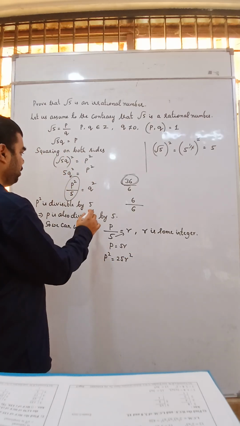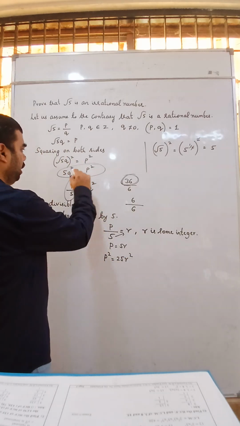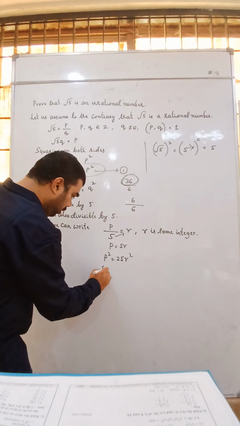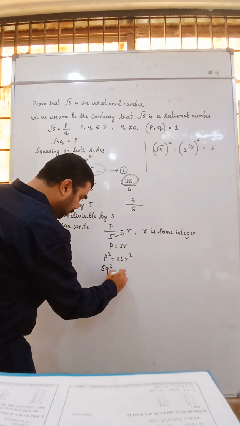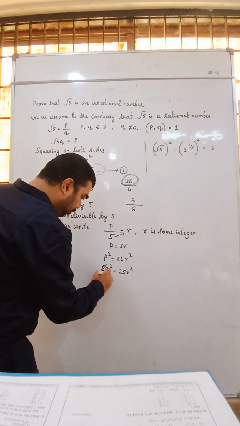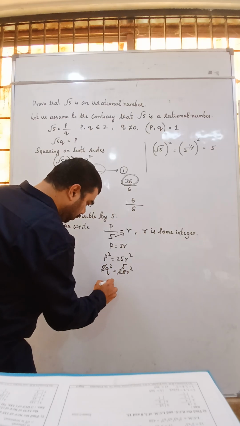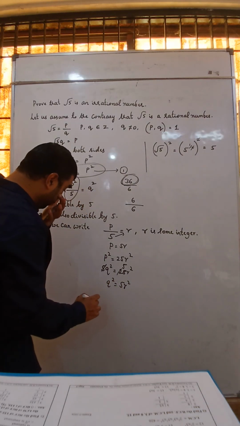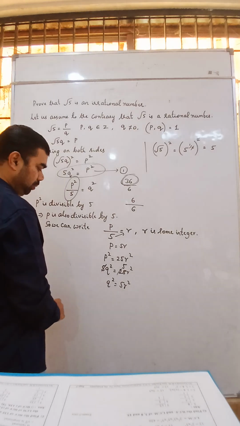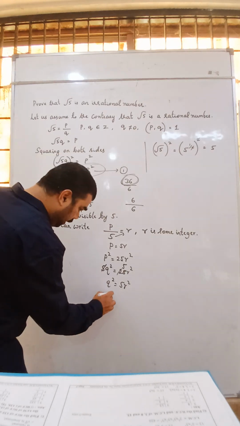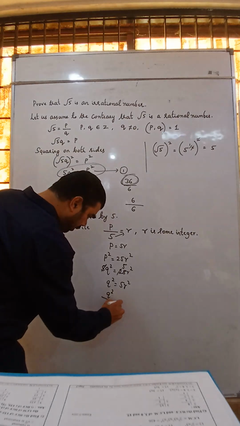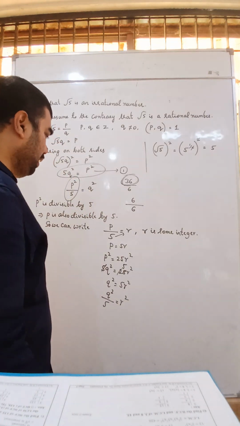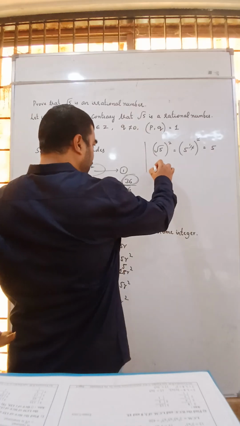And in place of p square, if I consider this as equation 1, in place of p square, I can write 5q square. So 5q square equals 25 r square. 5 ones are 5, 5 fives are 25. So q square equals 5 r square. And if you observe this, I can write this as q square by 5 is some r square. Again, 5 is dividing. So I will continue the problem here.